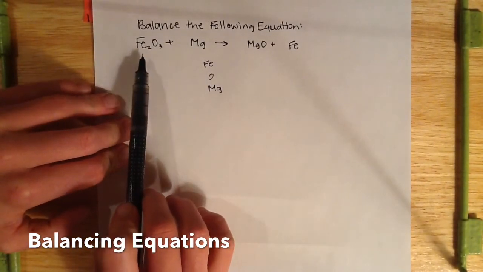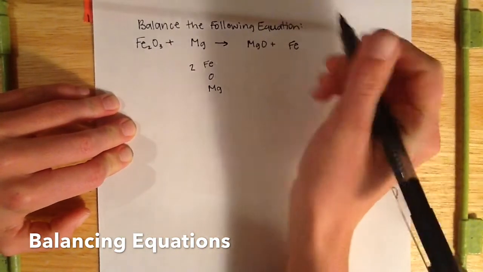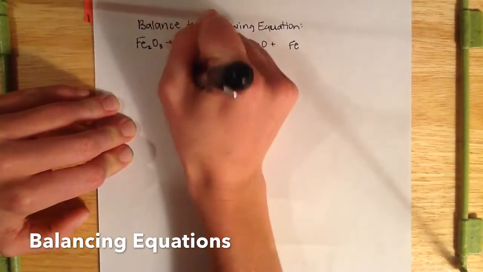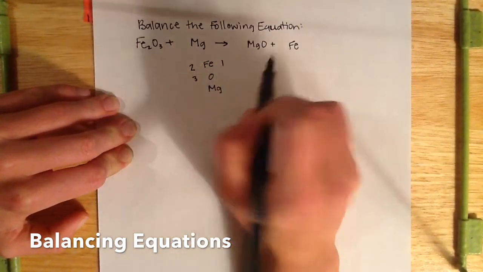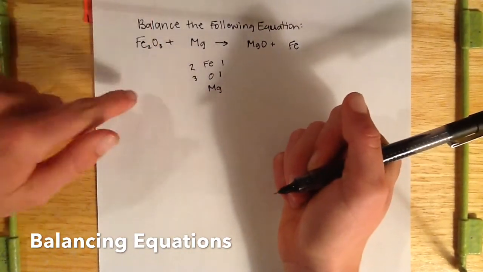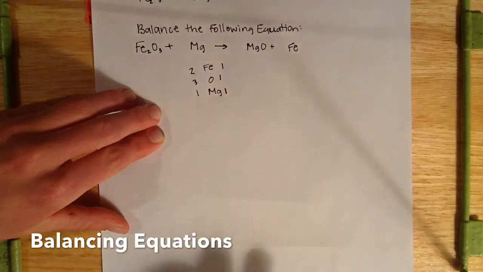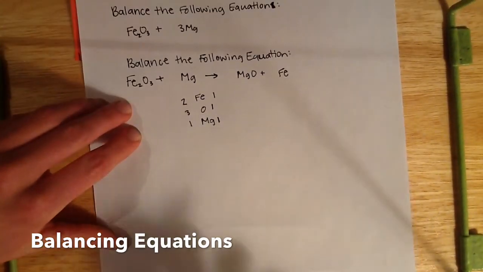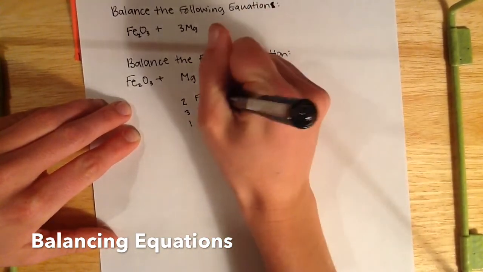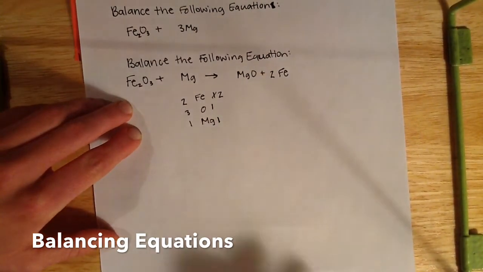So on the left side there are 2 Fe, and on the right side there's only 1. On the left side there are 3 oxygens, and on the right side there's only 1. Now, our Mg's are already balanced, so on each side there is 1. So we know that to change this to 2, we have to multiply the 1 by 2, so we add a 2 here. Now our Fe's are balanced.